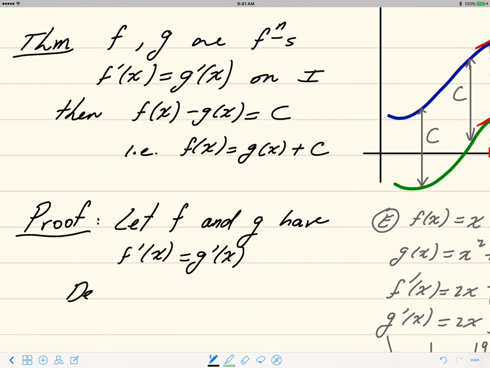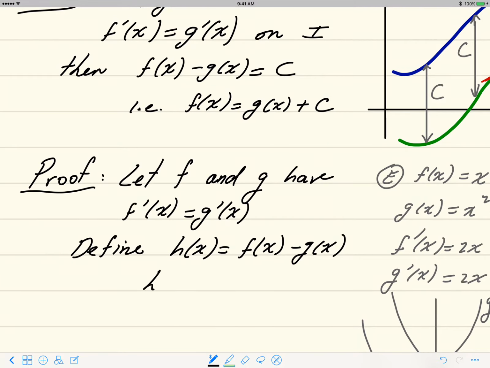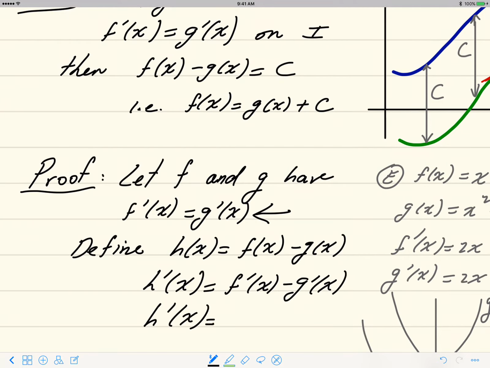So define a new function called h, and you want h to be the difference between f of x and g of x. Then if I take the derivative of this new function, h prime is f prime minus g prime. But because f prime and g prime are equal, h prime is equal to 0.